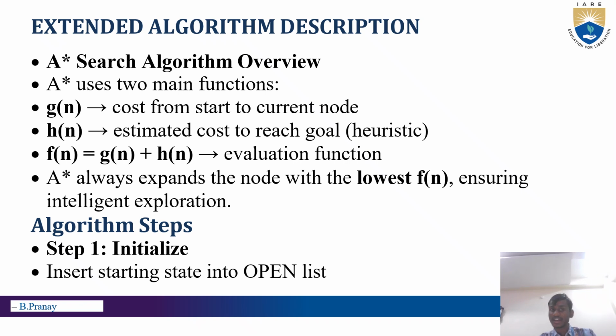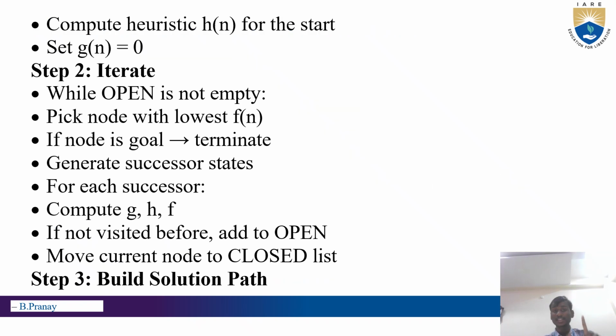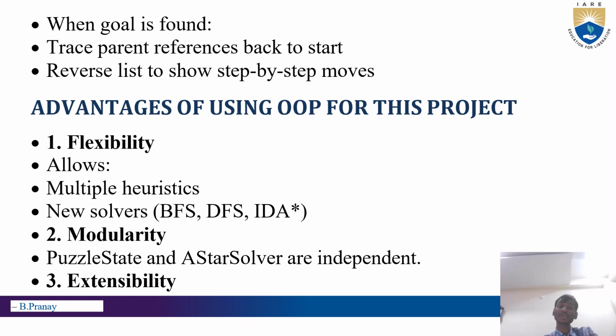Algorithm steps. I would like to go through the algorithm step by step. First step, initialize: take the start state, insert it into the open list, compute the heuristic value h(n) for the start, and set g(n) equal to 0. Then iterate. While the open list is not empty, pick the node with the lowest f(n). If the node is the goal, terminate. Generate successor states. For each successor, compute the g, h, and f values. If not visited, add to open. Move the current node to the closed list. Build the solution path: when the goal is found, trace parent references back to the start and reverse the list to show step-by-step moves.